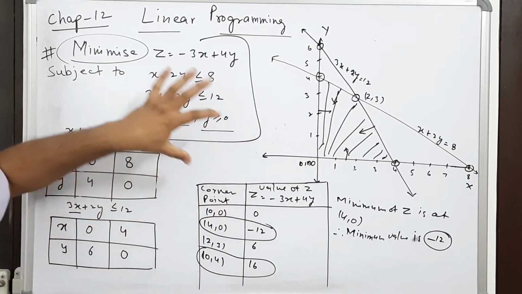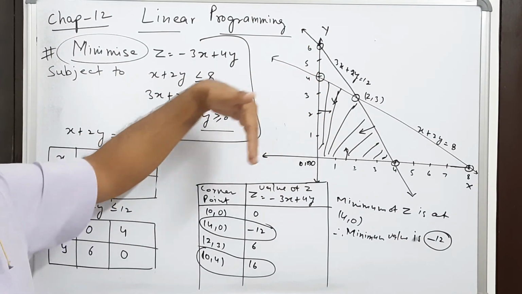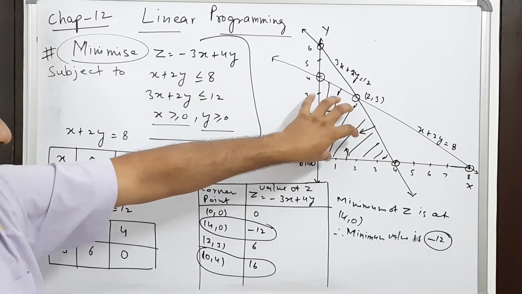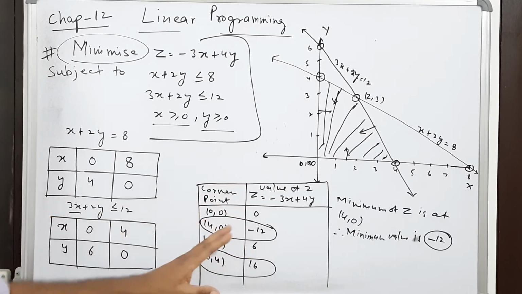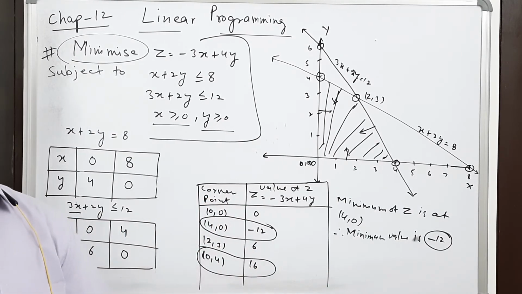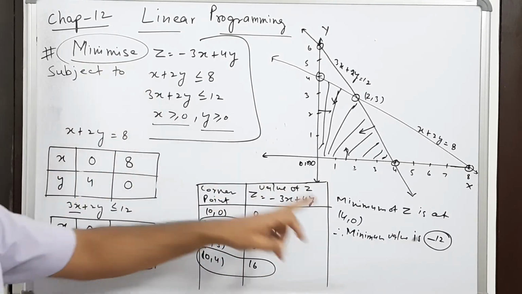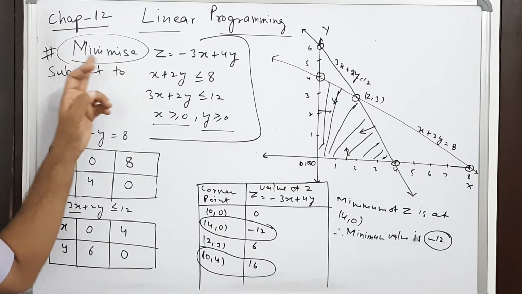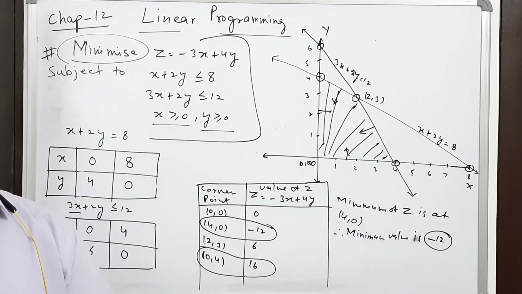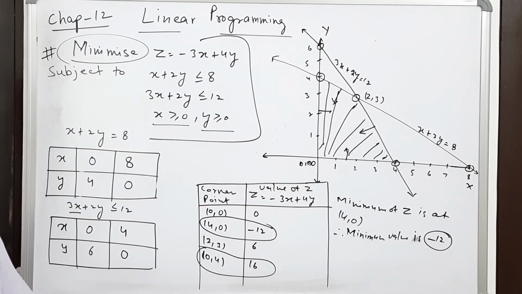So here first we draw the lines, we find the half plane shading part, we find the common region, and then we make this table of all the corner points and the value of z at these corner points. And if it is minimized we will find the minimum value, if it is maximized we will find the maximum value. In this way we solve the linear programming problem.